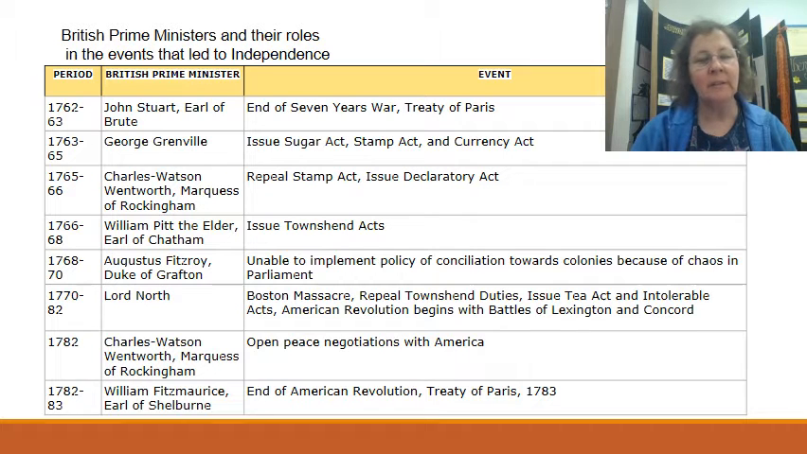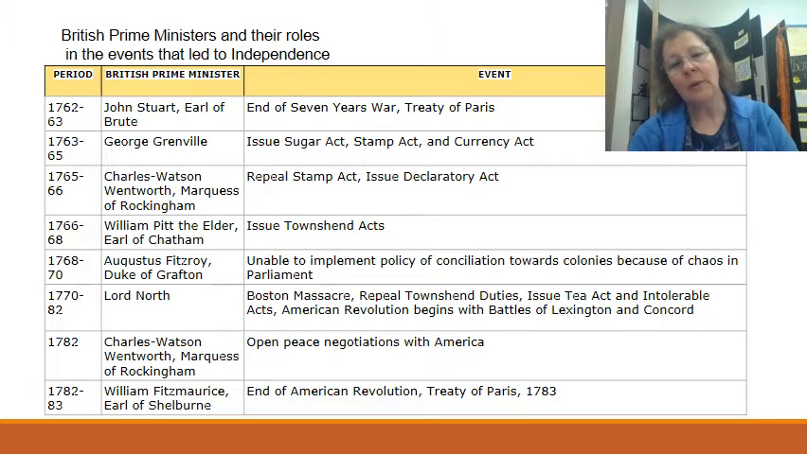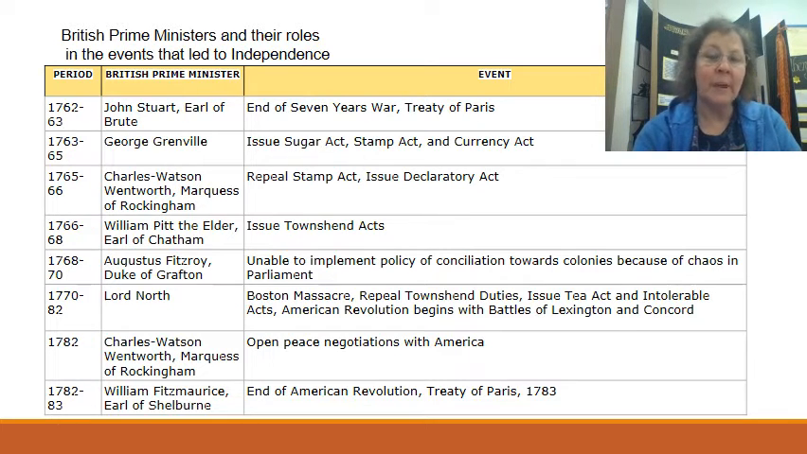So from 1762 to 1763, we have John Stuart, also known as the Earl of Bute, and he was involved in the end of the Seven Years' War, and the Treaty of Paris that gave all of that land to us on one side, but then gave them all the land on the other side of the Appalachian Mountains, and the concept that we couldn't touch any of that land.